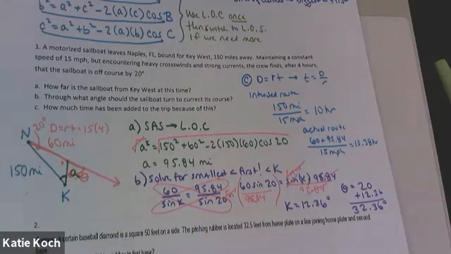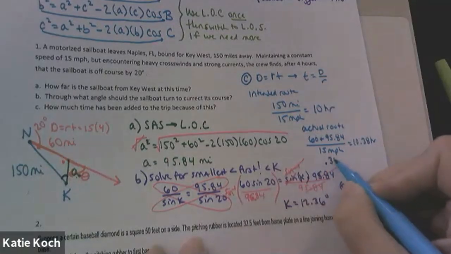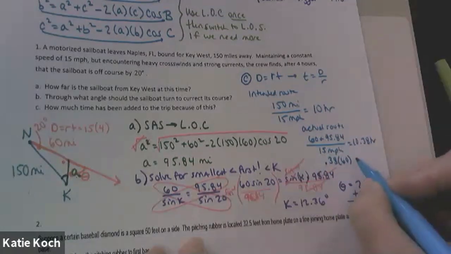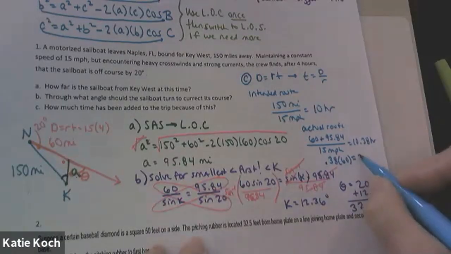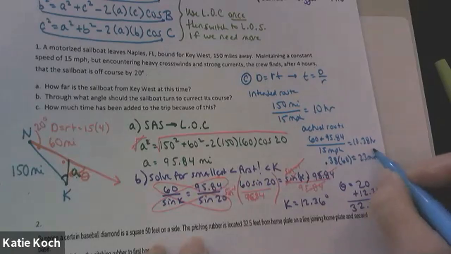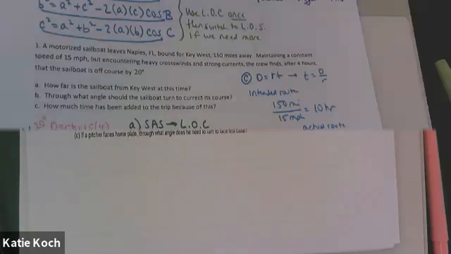So what can we do with that? Just so I don't have to be weird and say 0.38 hours, let's just do 0.38 times 60, and you get almost 23 minutes. So not too bad. They wasted 23 minutes of their time.